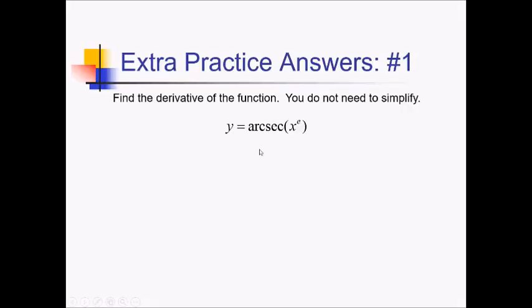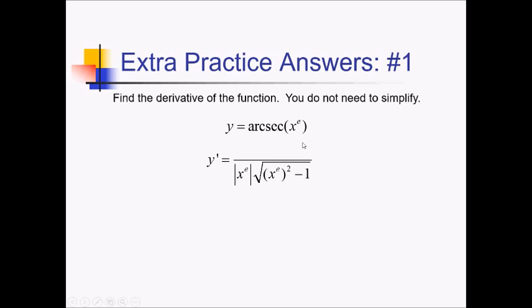For this one, to take the derivative, we're going to need to use the chain rule. So we have, as the outer function, arcsecant of something. That derivative is going to be 1 over the absolute value of something, of x to the e, times the square root of something squared minus 1. So all that stuff is the outer function.